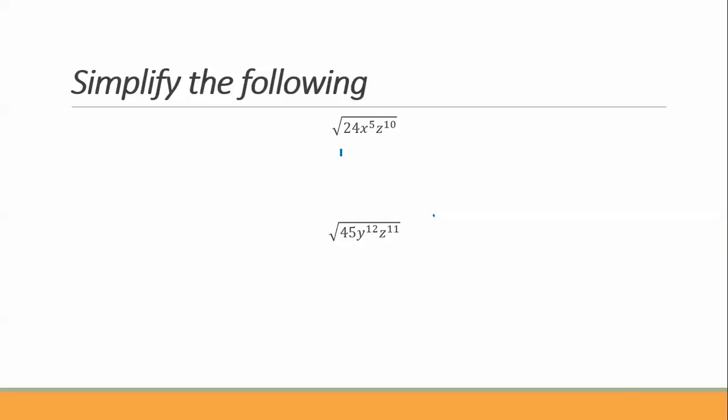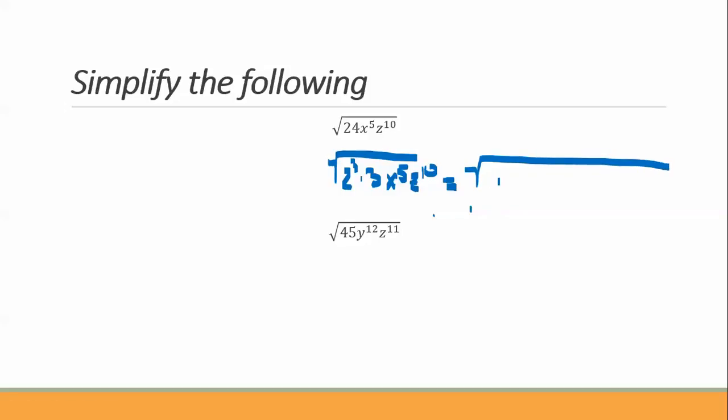Now we have the square root of 24 x to the 5th, z to the 10th. We did 24 earlier. Recall 24 was the square root of 2 cubed times 3. And then we have x to the 5th and z to the 10th. We want perfect squares and as many as we can get. So we're going to have the square root. I'm going to make it big because there's a lot under here.